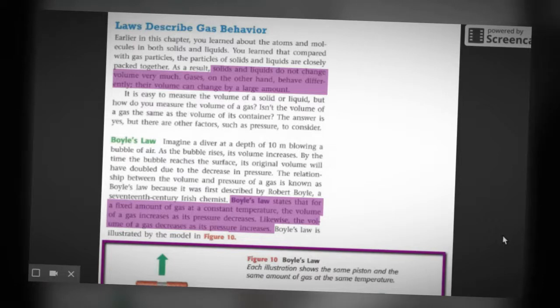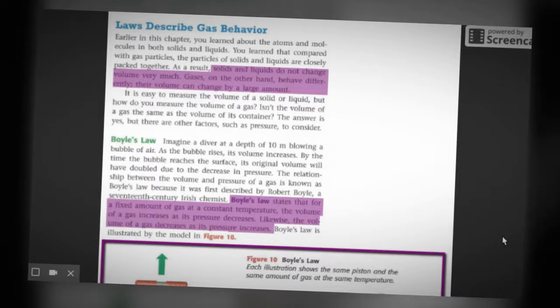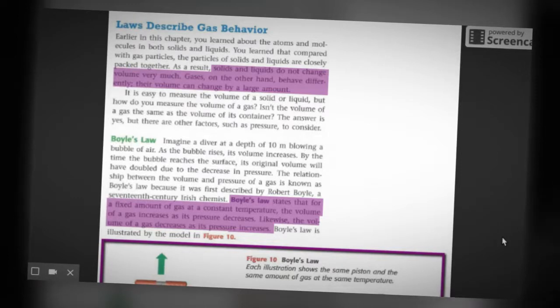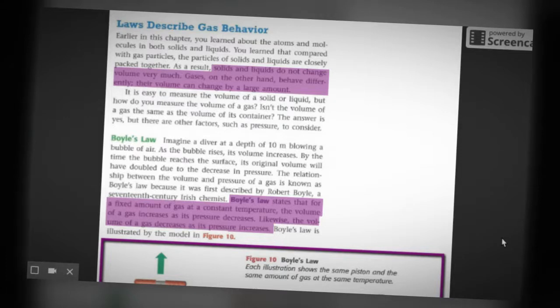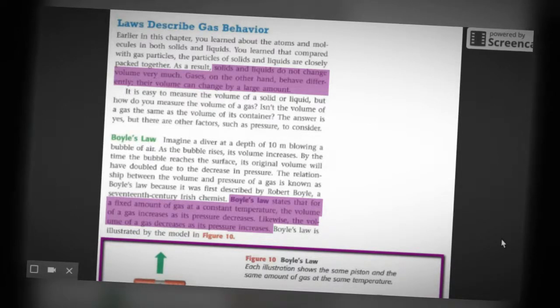The relationship between the volume and pressure of a gas is known as Boyle's Law because it was first discovered by Robert Boyle, a 17th century Irish chemist. Boyle's Law states that for a fixed amount of gas at a constant temperature, the volume of the gas increases as its pressure decreases. Likewise, the volume of a gas decreases as its pressure increases. Boyle's Law is illustrated by the model in Figure 10.